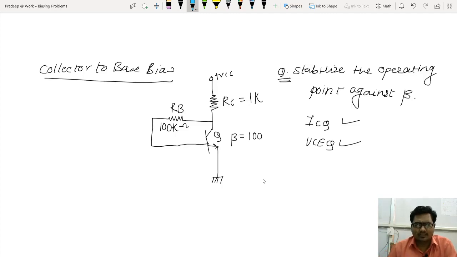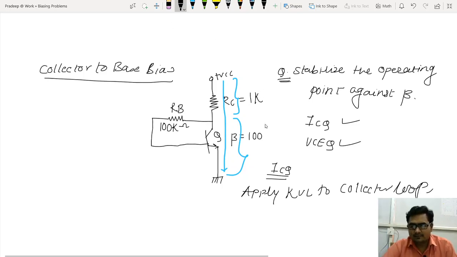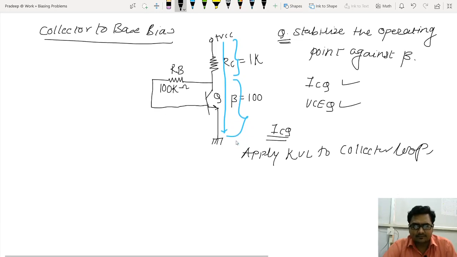And to calculate IC, what do I need? I need to apply KVL to this output loop. It means this voltage plus this voltage. Let me write the equation. First calculate ICQ. To calculate ICQ, apply KVL to the collector loop. What will happen if I apply KVL to the collector loop? It is ICRC plus VC.